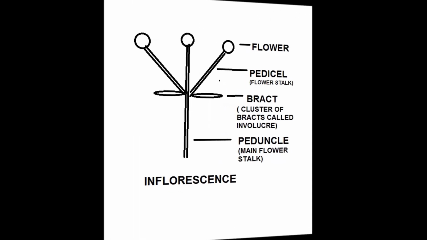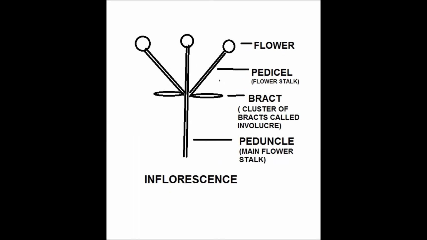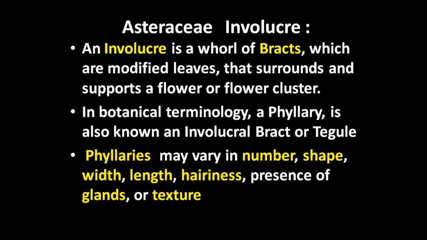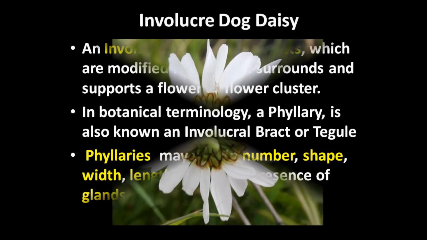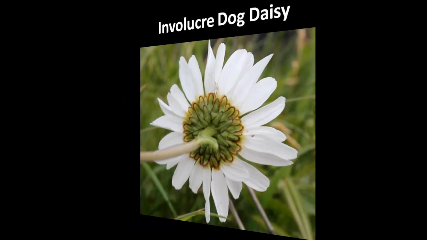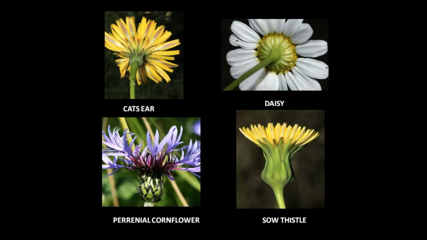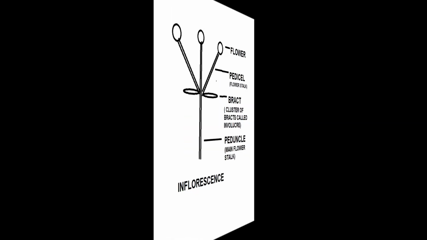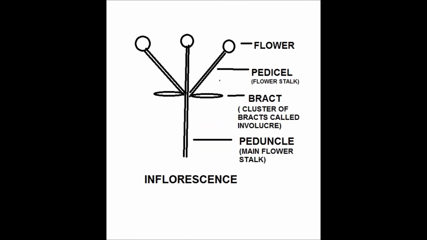We turn our attention now to the involucre, which are modified leaf bracts protecting the plant. These involucral bracts are sometimes known as phyllaries and contain a number of clues in terms of their number, shape, width, length, hairiness and presence of glands or texture to be important in the identification of the species.